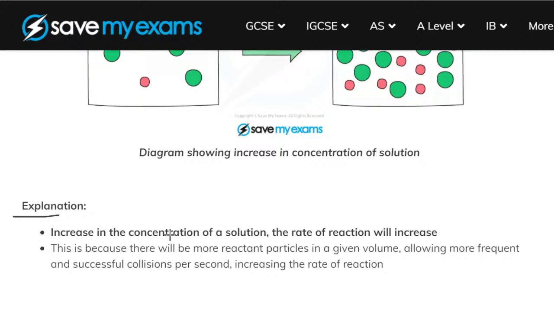If I increase the concentration of my reaction, I'll have a faster rate of reaction. Now, what is the reason for this? Why, if I increase the concentration, will my rate of reaction increase? First of all, I told you we have particles. If I increase the concentration, we'll have more particles, and if I have more particles, I will have more frequent and successful collisions per second. You have not yet learned it, but this is called the collision theory.